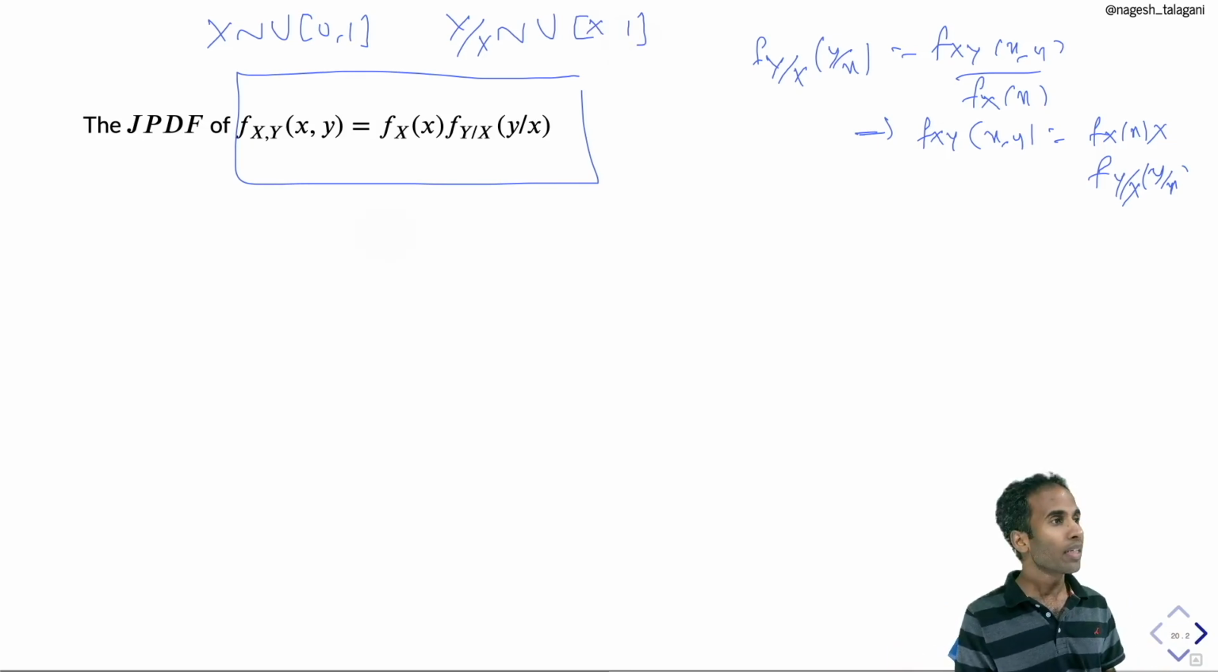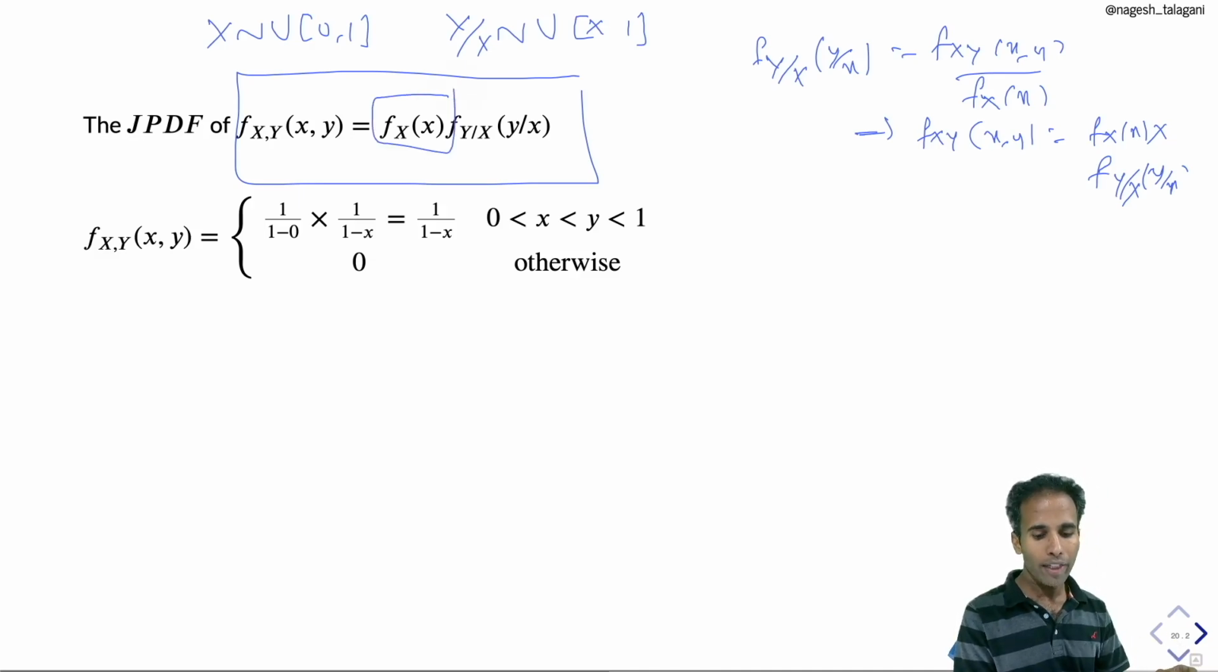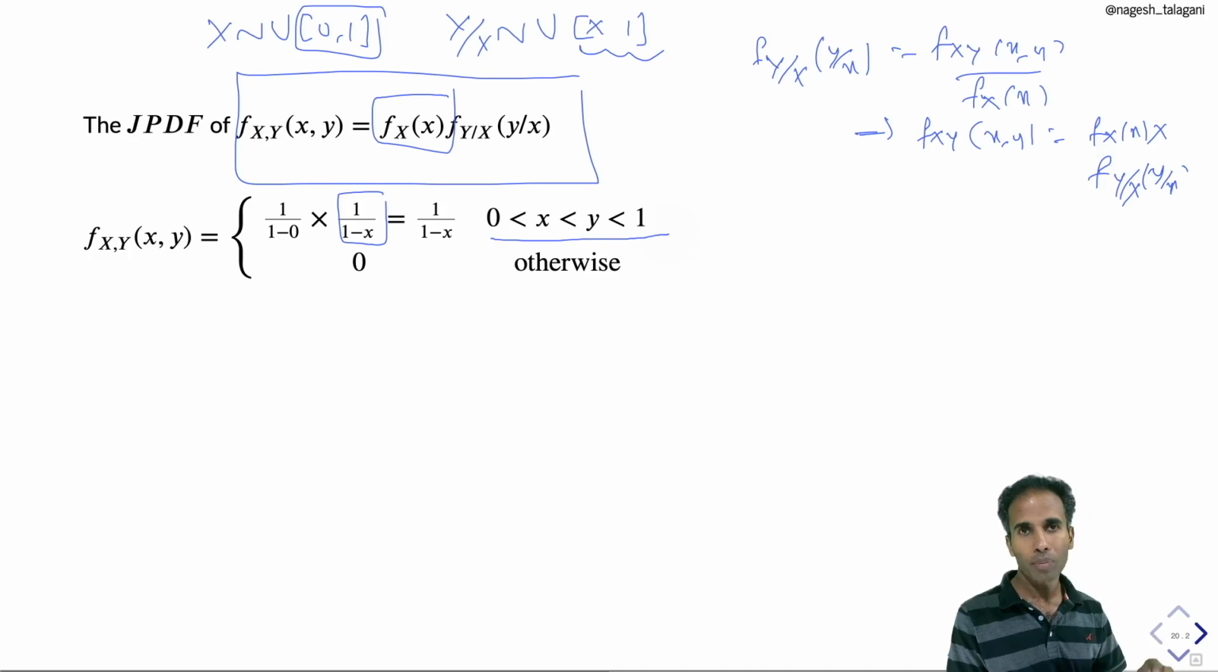That's why this joint PDF is going to be, this f X of x is going to be 1 by 1 minus 0, as x follows a uniform distribution over the interval 0, 1, and the conditional PDF of y given x is going to be 1 by 1 minus x, because it is a uniform distribution over the interval x to 1. So with support 0 less than x less than y less than 1, because x is always less than y, right?